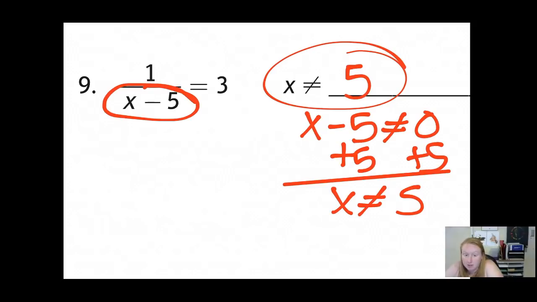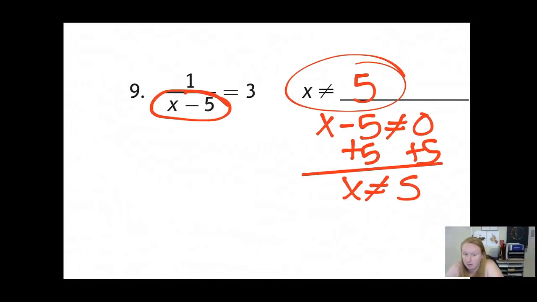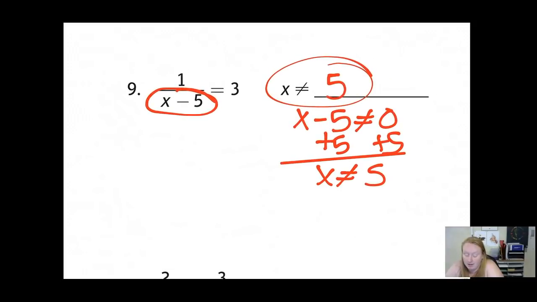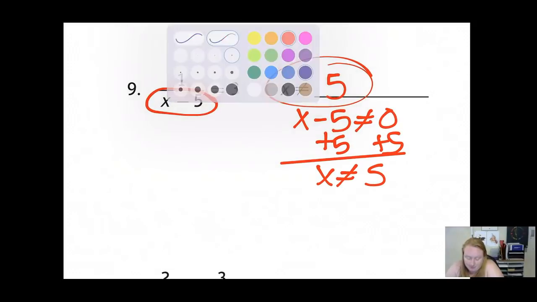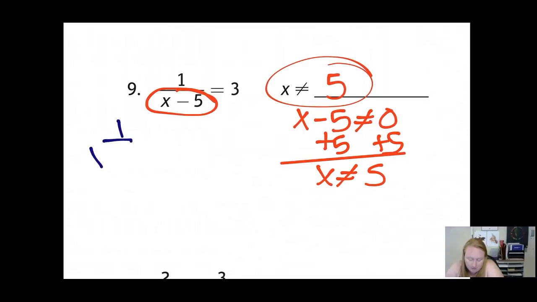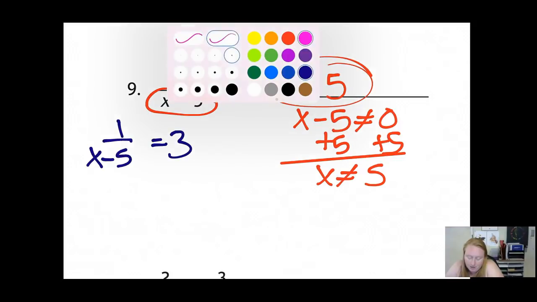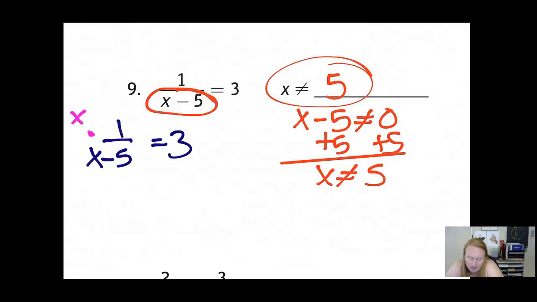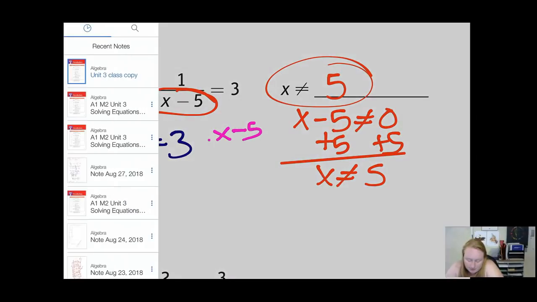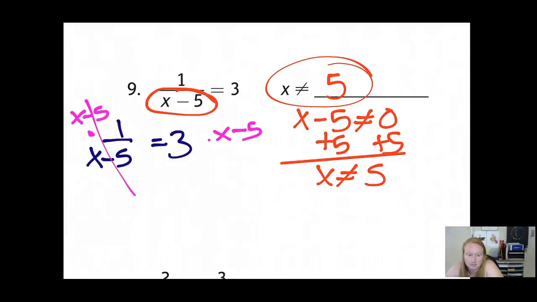But now I have to go through and solve the problem. I haven't even touched my problem yet. I'm just talking about what it can't be. So here if I rewrite this, I get 1 over x minus 5 equals 3. In order to get rid of the fraction, I'm going to multiply by x minus 5 on both sides. Okay, so here this cancels. And I get 1 equals 3x minus 5.